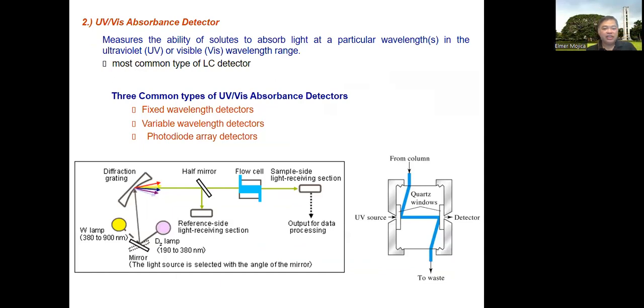Now, the UV-Vis absorbance detector is just similar to the UV-Vis spectrophotometer. Okay? So it measures the ability of the solute to absorb light at a particular wavelength. So this is another common type of LC detector. If your sample can absorb, then you can use it. Now, the only thing that you need to know is what wavelength you have the maximum absorbance. Okay? So there are three common types you have here: the fixed wavelength detector, the variable wavelength detector, and the photodiode detector.